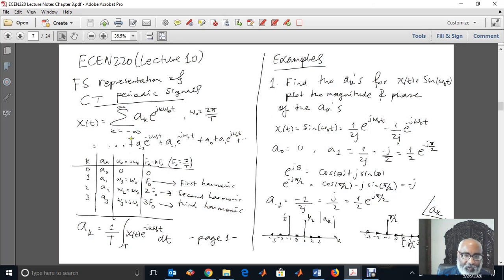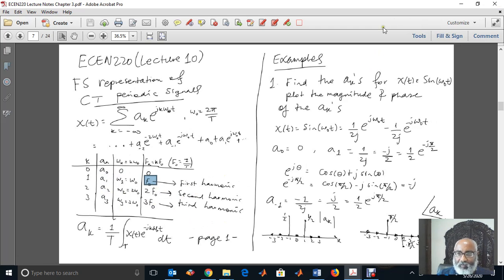Okay. So what are these a_k actually? When k is 0, I have a_0. a_0 means the frequency is 0. We call a_0 the DC component. When k is 1, we have a_1, which refers to omega naught, in frequency f naught. We call it the first harmonic. When k is 2, it is the component of the second harmonic. When k is 3, the component of the third harmonic.